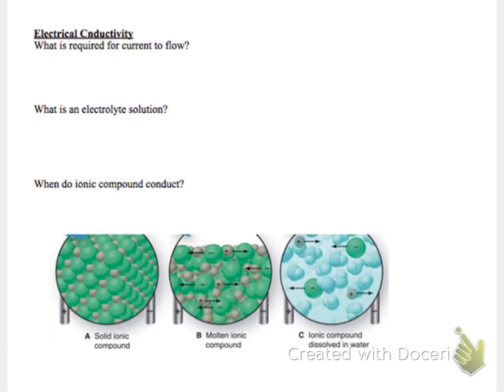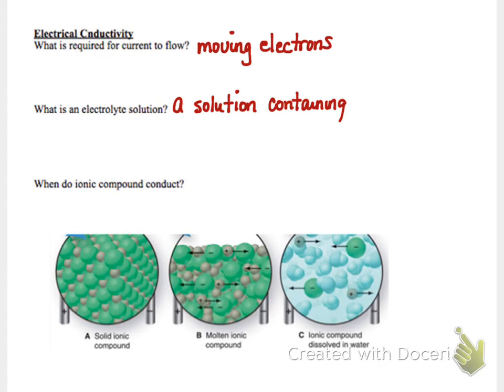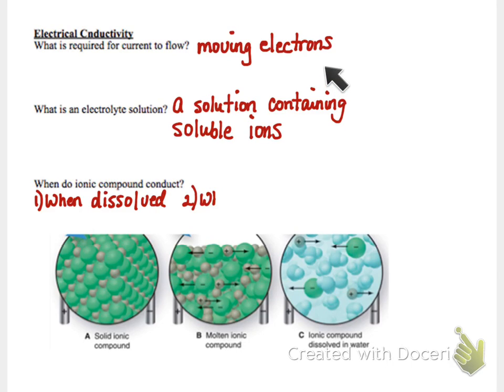So this leads to the idea of electrical conductivity. In order for current to flow, you have to have moving electrons. An electrolyte solution is a solution that contains soluble ions. So it is an ionic compound that has been dissolved in water. So now it has free ions that can move around. So here we've got three pictures, and which ones are going to conduct electricity?